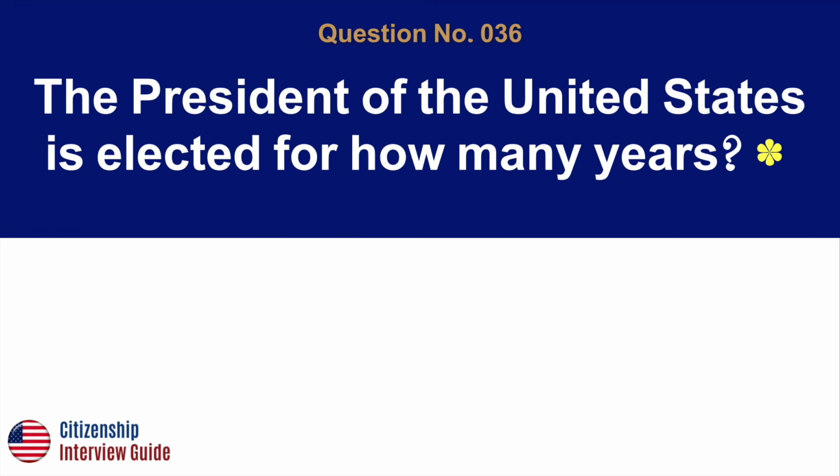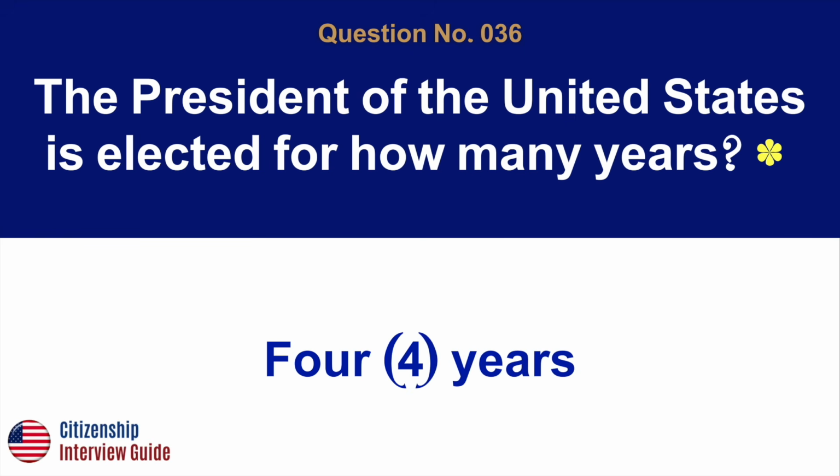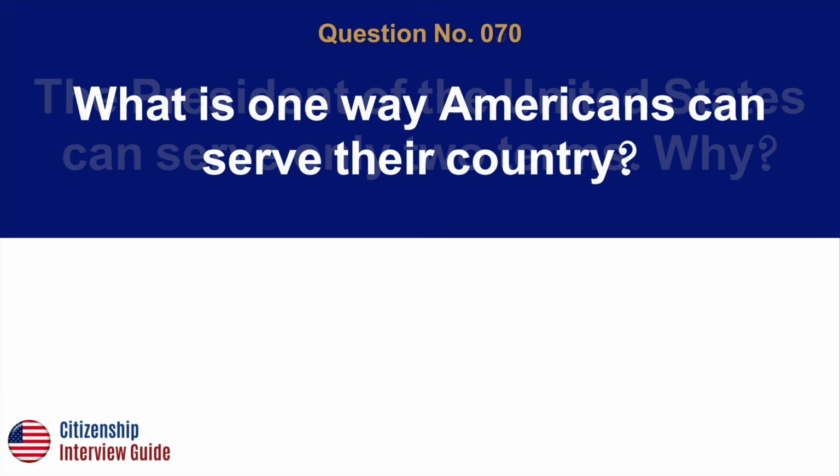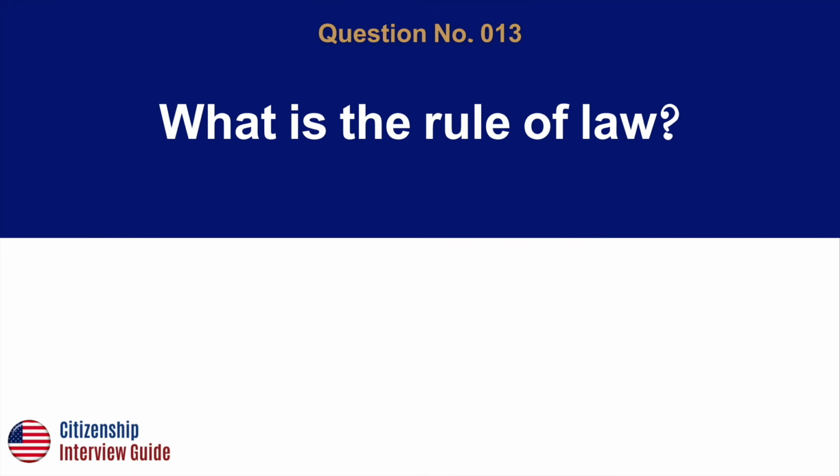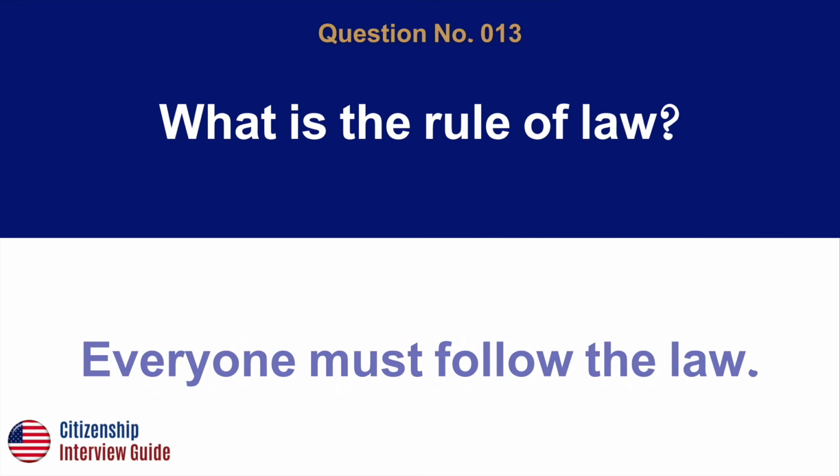The President of the United States is elected for how many years? 4 years. What is one way Americans can serve their country? Obey the law. What is the rule of law? Everyone must follow the law.